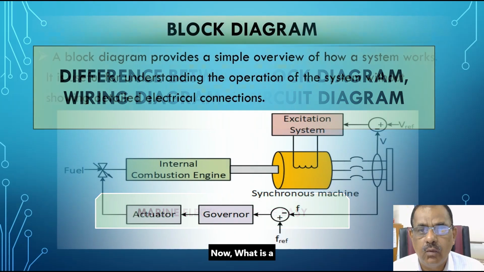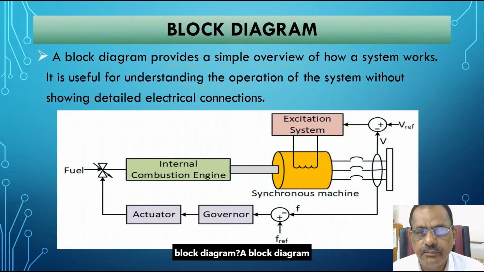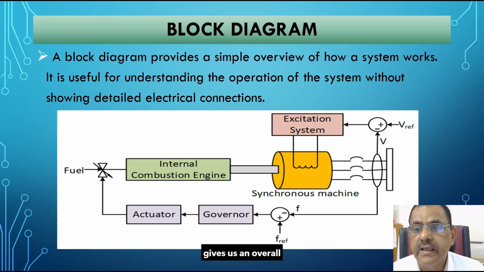Now, what is a block diagram? A block diagram is the simplest representation of a system. It shows the major components and how they are connected functionally. A block diagram does not show actual wires, terminals, terminal numbers, or electrical symbols. Instead, it gives us an overall picture of how the system works.